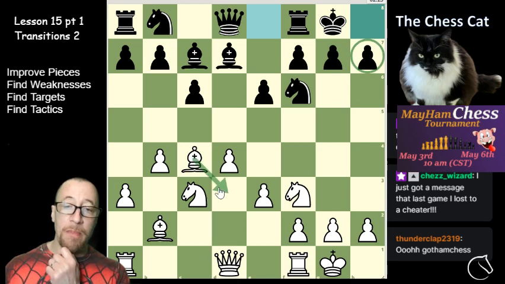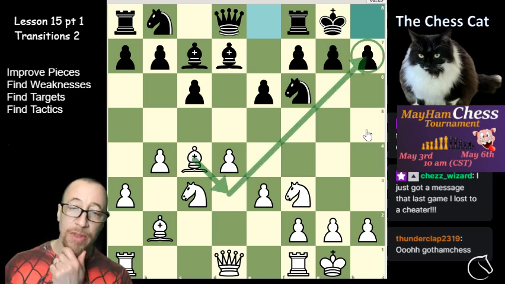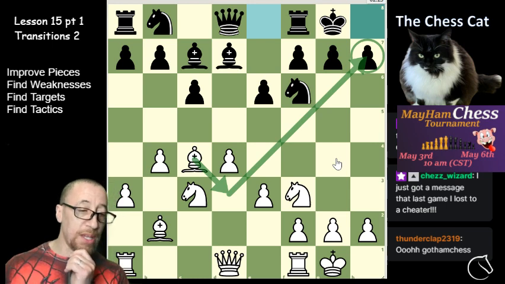So maybe the bishop would be better on this diagonal. So that would be improving that piece.